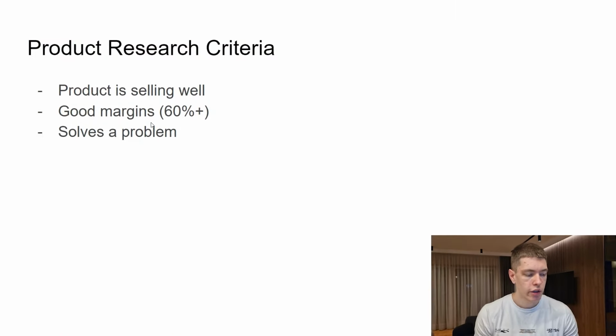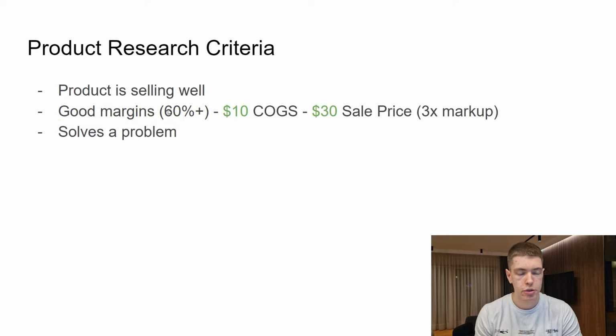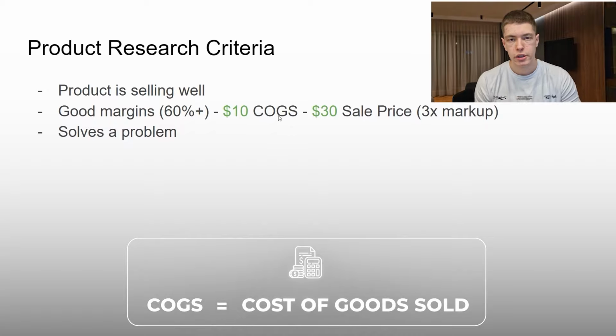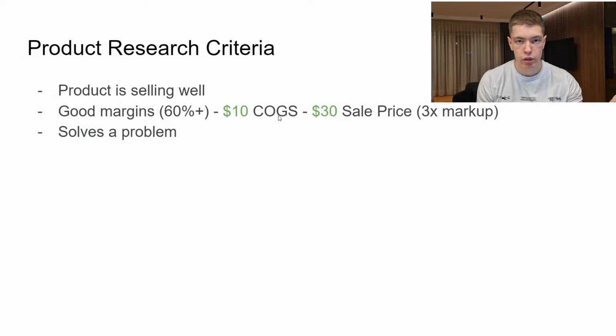All right, so our second criteria is the product has good margins, ideally 60% and up. What I mean by the 60% margin is, if you find the product on AliExpress and let's say it's $7 for the product and it's $3 shipping, that would be $10 total. Now what COGS means basically means cost of goods sold, which basically means the total price that it costs you to fulfill 1 unit of the product.